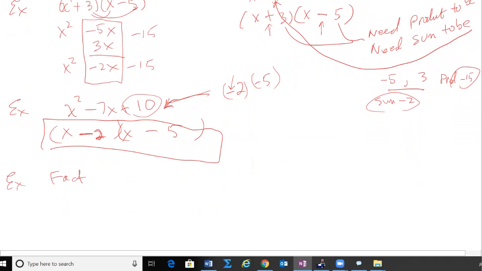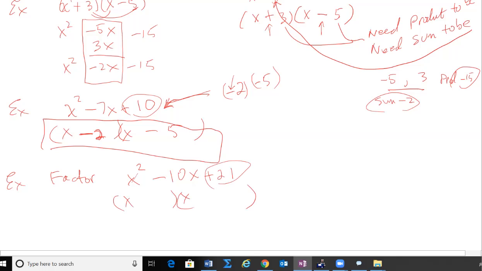Let's factor x squared minus 10x plus, let's make this a 21. Okay, so we start off, we go with an x and an x. That'll make the x squared.